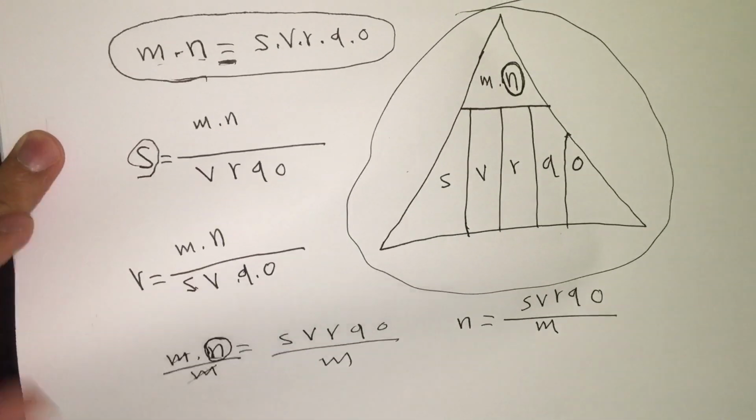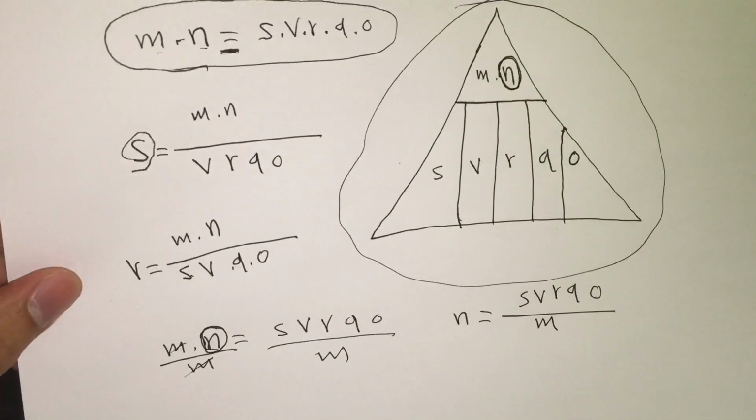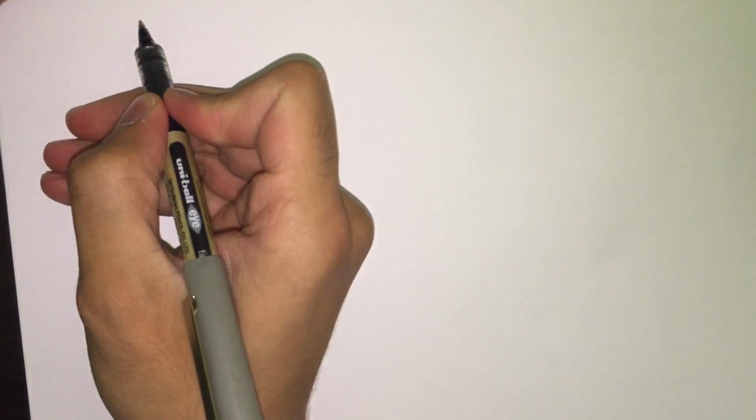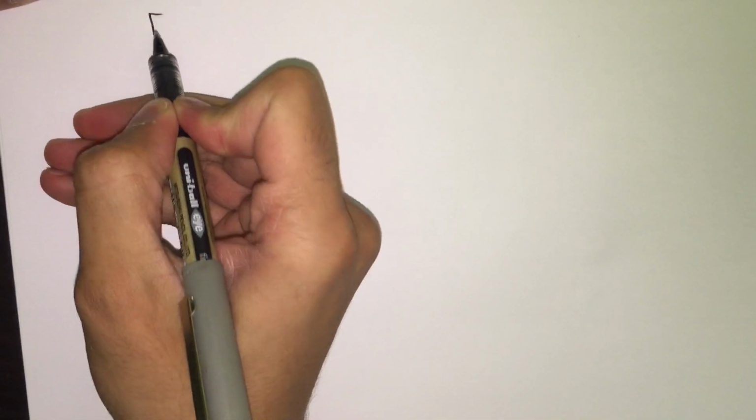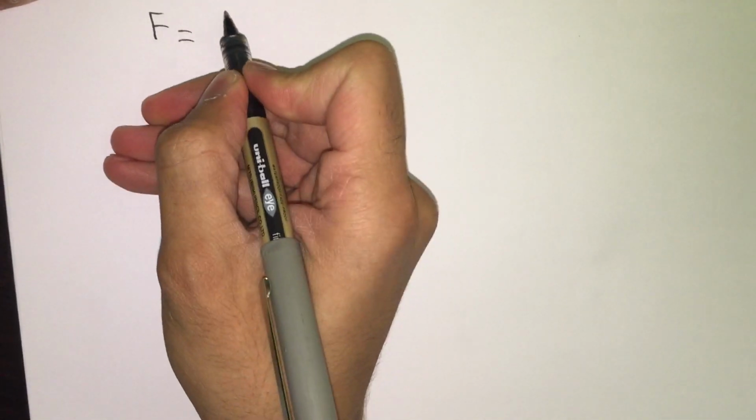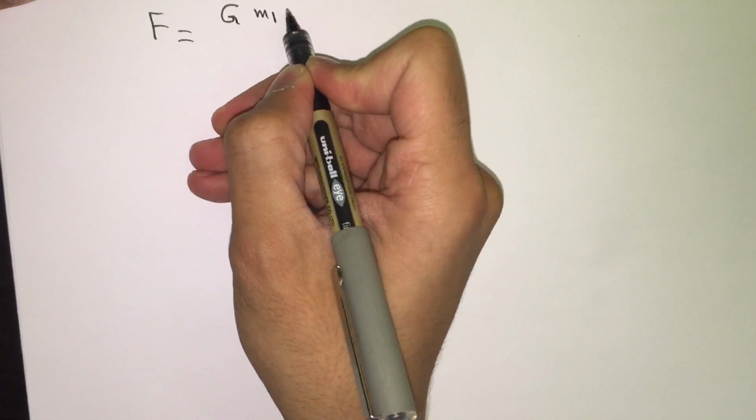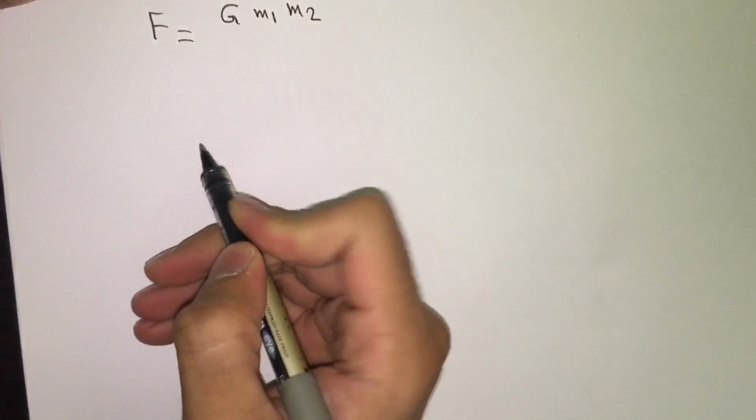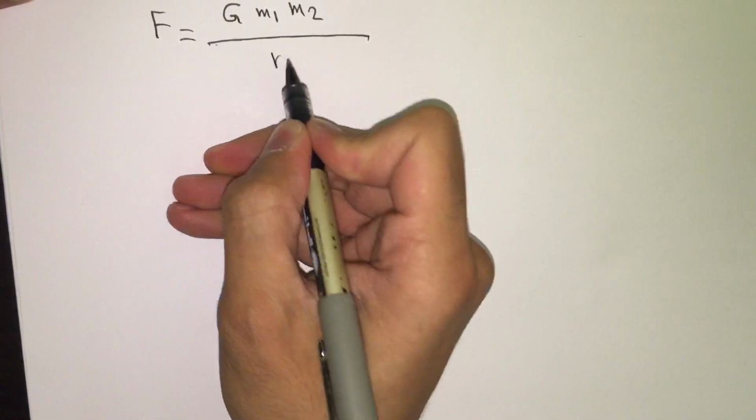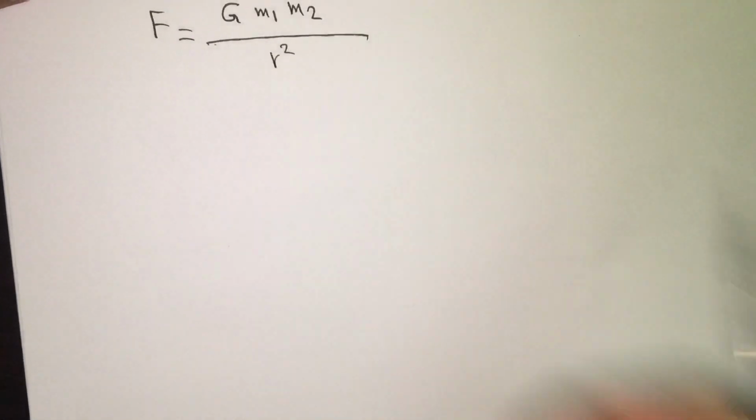So let's take one example to explain this concept. Let's take Newton's law of universal gravitation. Newton's law of universal gravitation says that force is equal to gravity times the mass of the first object times the mass of the second object divided by the distance squared, the distance between these two objects.